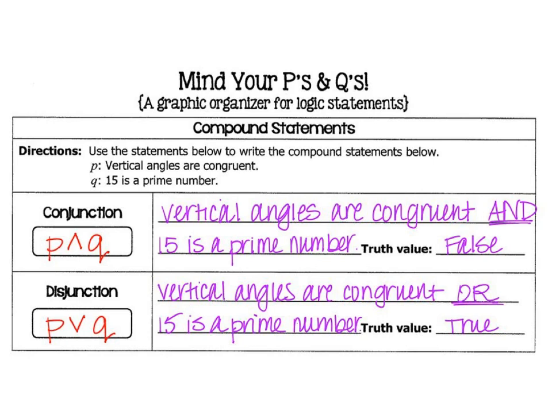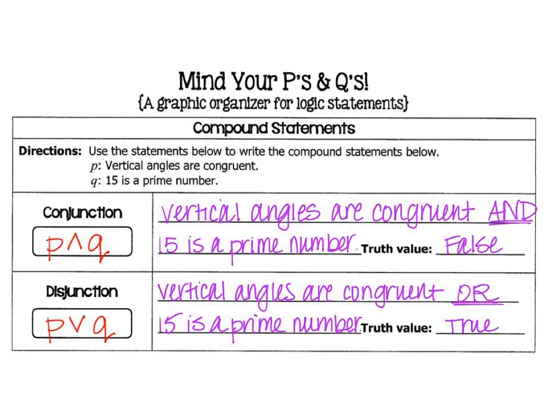All right, so conjunctions and disjunctions. Important thing to remember is our symbolic notation for this. So we say P and Q. Now for P and Q, we look at our P and Q statement, so vertical angles are congruent. And because it's a conjunction, we use the word and. 15 is a prime number. All right. Now this is false because 15 is not a prime number. All right. And both of them have to be true in order for the whole thing to be true because of that word and because it's a conjunction.